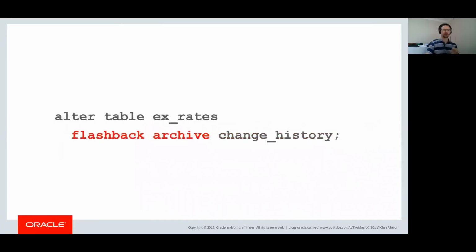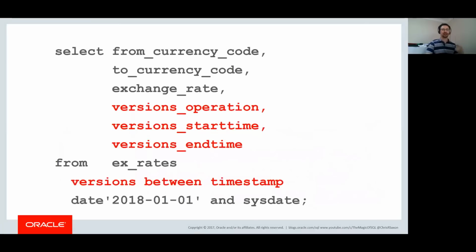The next thing we need to do is actually enable the tables to use it. So we alter the table and set the flashback archive to whatever we just called it, change history, or whatever your appropriate name is. Now we can go back and run this query, and we'll be able to get all the changes since we first enabled it. There are also a whole bunch of versions pseudo columns available, and these capture a whole bunch of information about what's going on: the operation (insert, update, delete), when the row is active, the start and end time, and the start and end SCN. So there's a whole stack of information available.